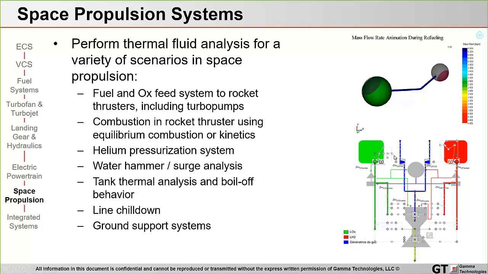And here you can see an example of such a system, starting with the LOX tank and the liquid hydrogen tanks leading all the way down to the rocket burner itself. Other types of systems that can be studied include helium pressurization systems, but also water hammer and surge analysis to protect sensitive components in a feed system line.